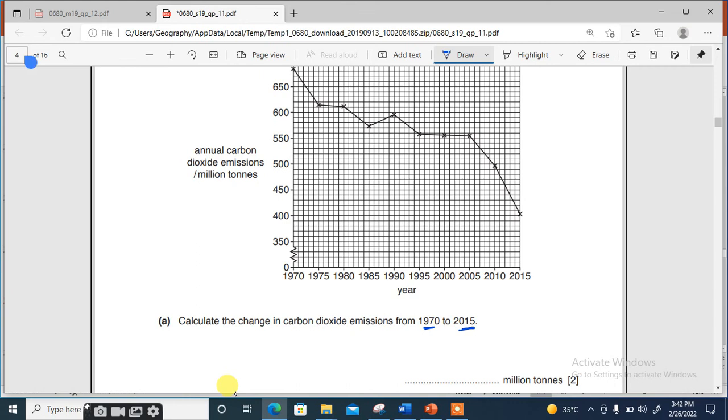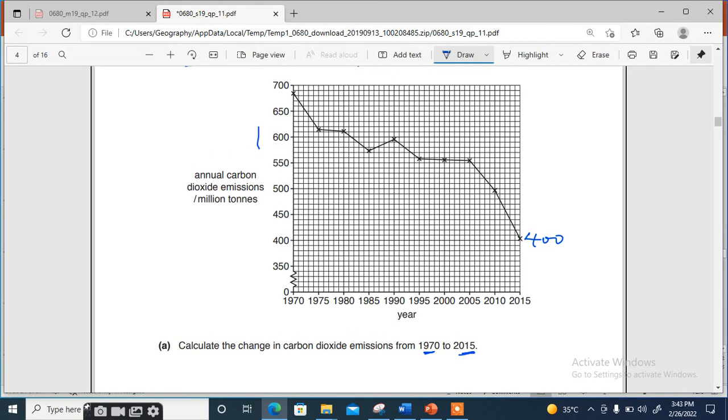So 2015, what's the value here? This is around 400. And for 1970, what's the value here? So in between is 50, so this will be 10, 20, 30. So this should be around 35, thereabout. So it will give you 650 plus 35, which gives you 685. So if you minus this value, let's say 685 minus 400, this will now be giving you things around, it's even up to 85. This should be around 81, 82.